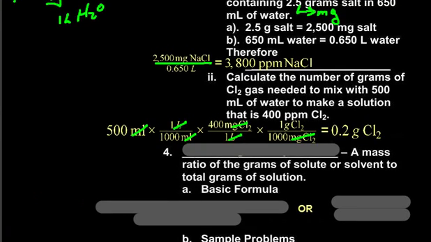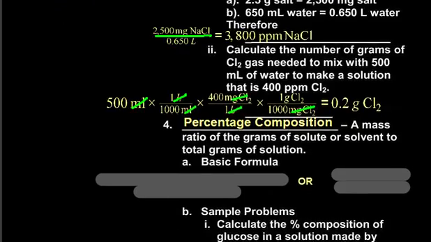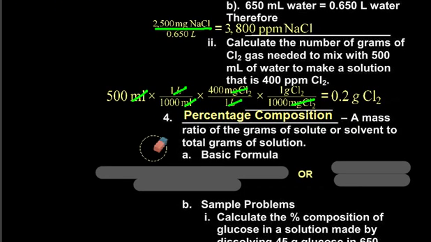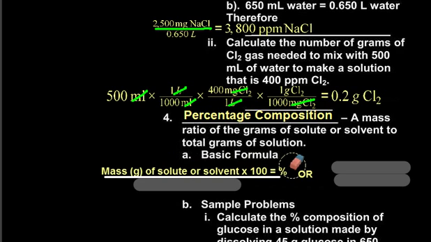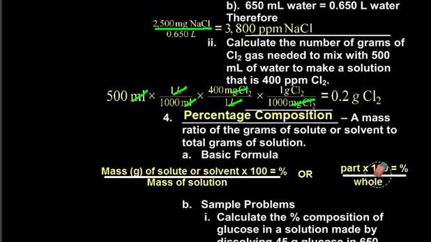Okay. And then finally we have percent composition, which is a mass ratio of the grams of solute or solvent to the total grams of solution. The basic formula for it is this. It's the mass of solute or solvent, however much you have, divided by the mass of solution, times 100 will give you your percent. Or it's the part that you're looking for divided by the whole times 100, and that gives you a percent.